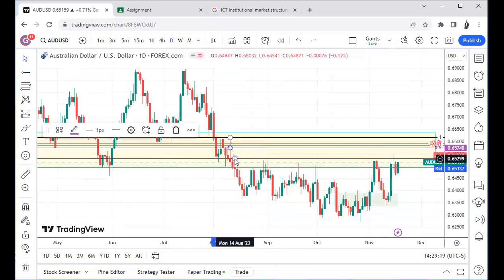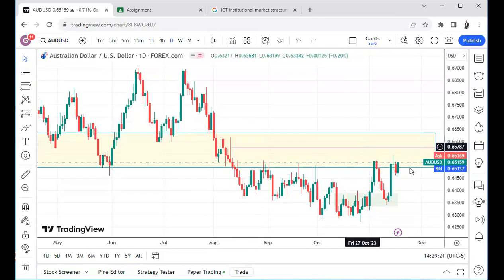All right, that's the R5. I want to see it go up to that level, so maybe Monday, Tuesday it can get to that level and then trade lower.